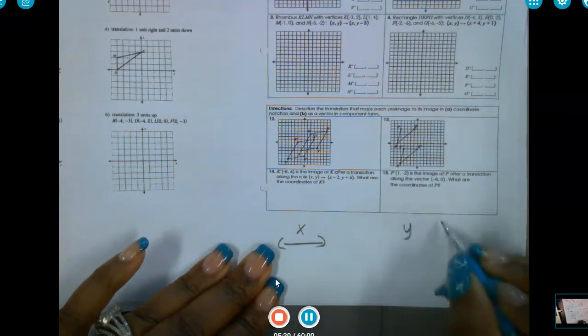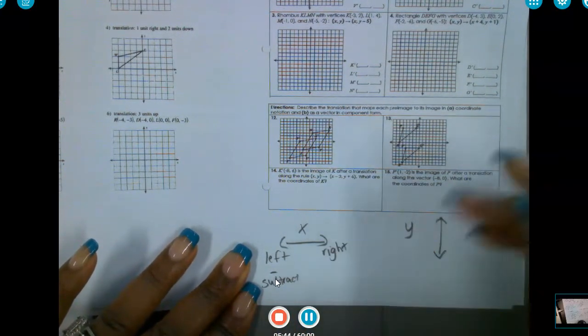This is a rule. So let me tell you this. Remember, your X-axis goes from left to right. Your Y-axis goes up and down. If you're going to the left, you're going to subtract from the X. If you're going to the right, please write this down, you're going to be adding to the X.